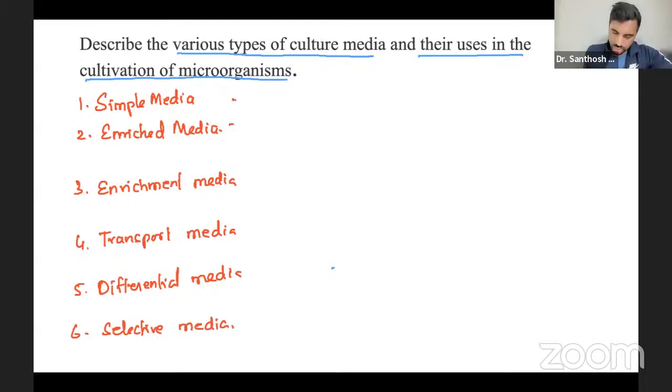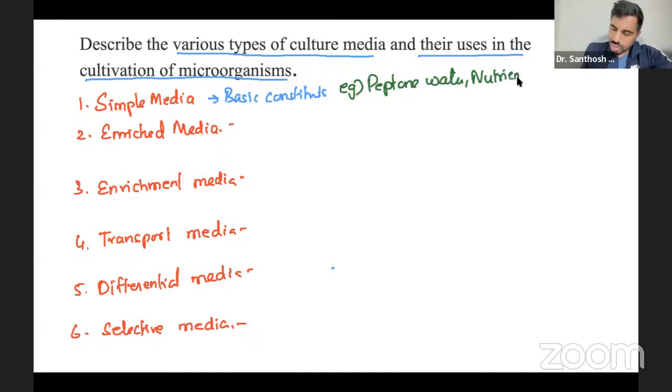Now, what are the things you have to know here? Simple media is basically the basic media. Simple media have the basic constituents. For this, the classic examples you're going to give are peptone water and nutrient agar. They are the basic ones.